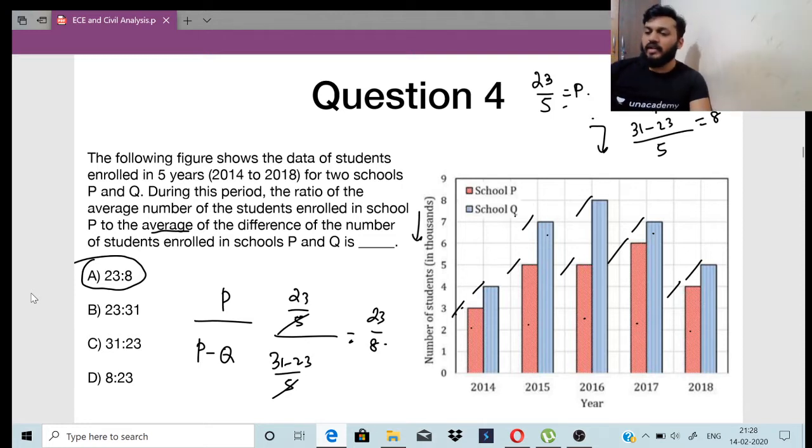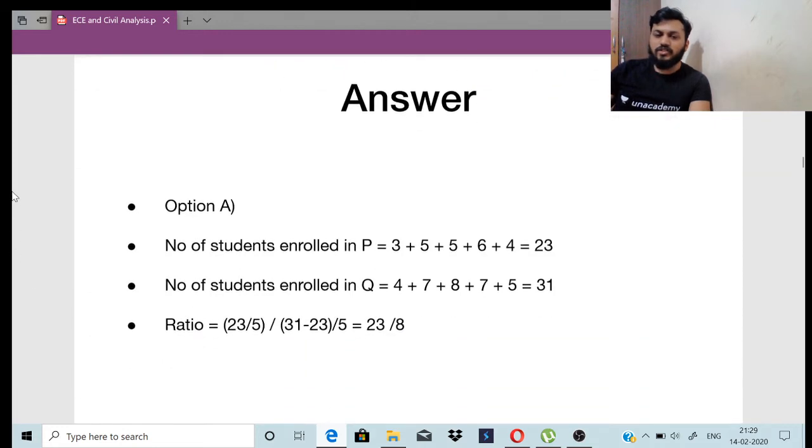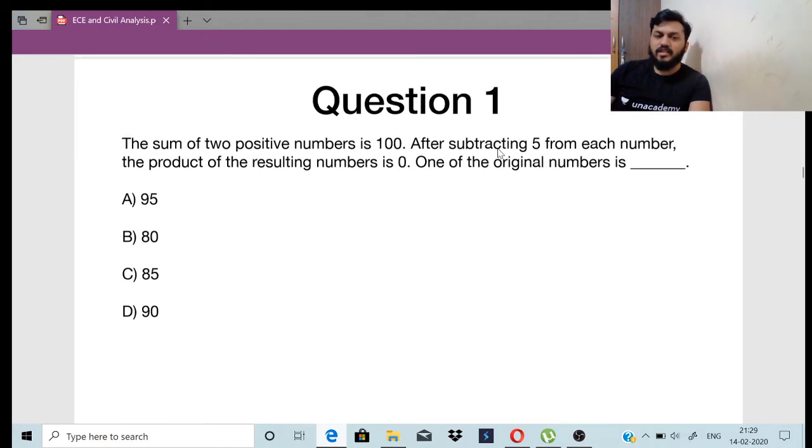Okay. Now we will move on with the civil engineering section. So this was the last of the ECE section. Now we are moving forward with the civil section. So this is the first question of the civil section.